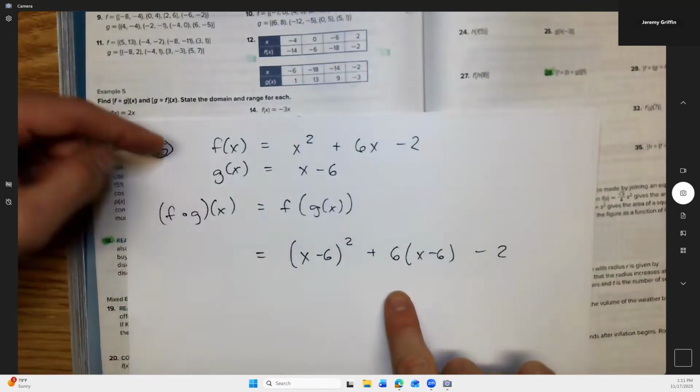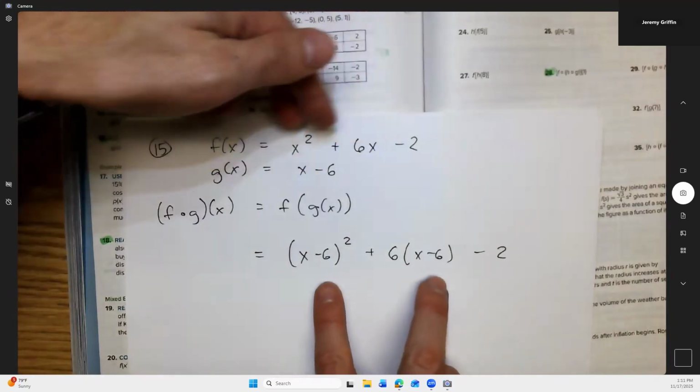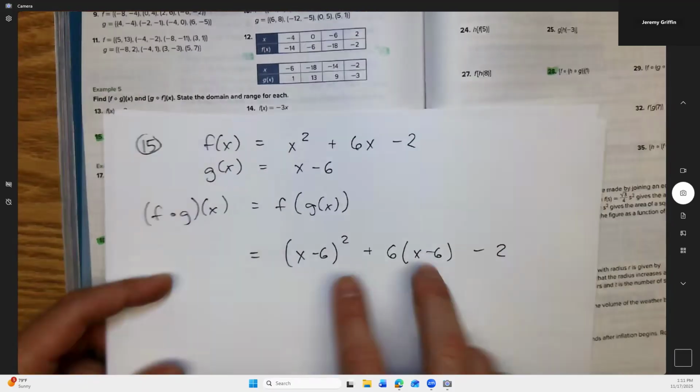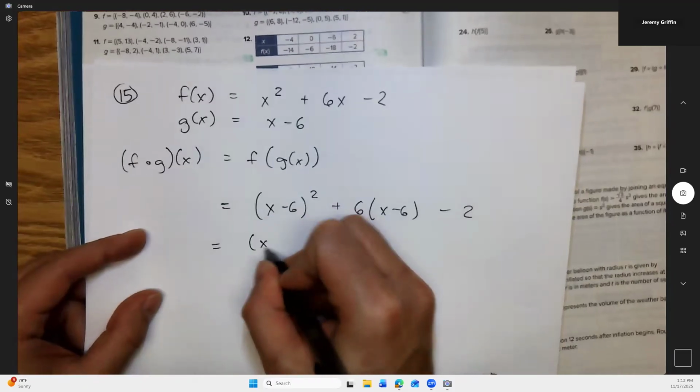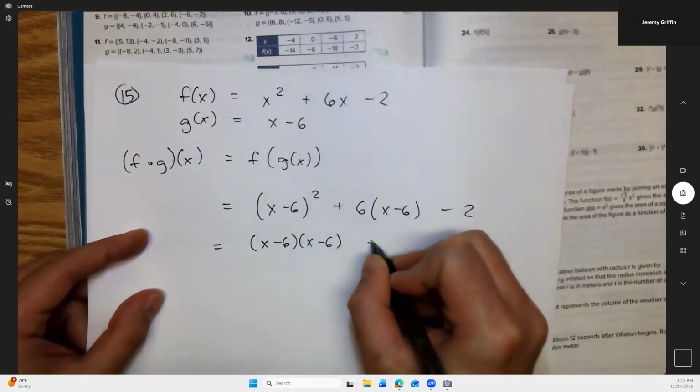You guys see that? Here's my f of x. Something squared plus 6 times something minus 2. But something is no longer x. It's x minus 6, because that's g. Now, I could boil this out. This is really throwing the middle step here, guys. It's like this.